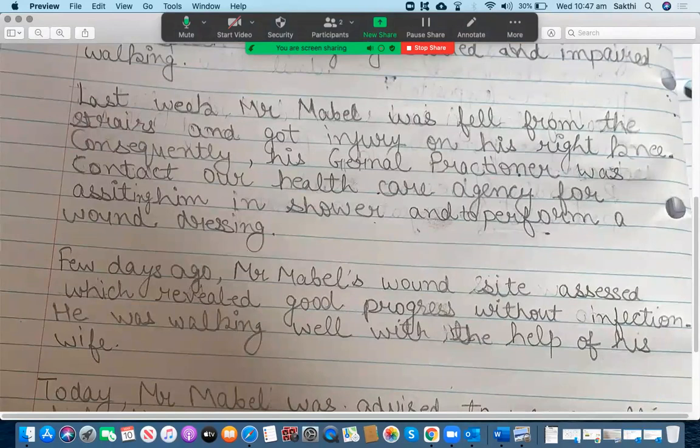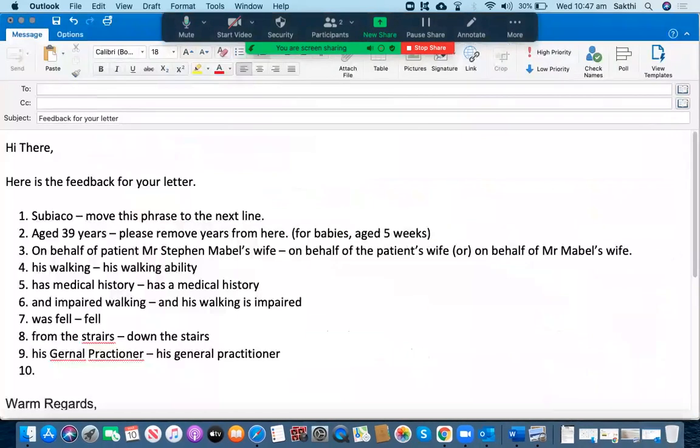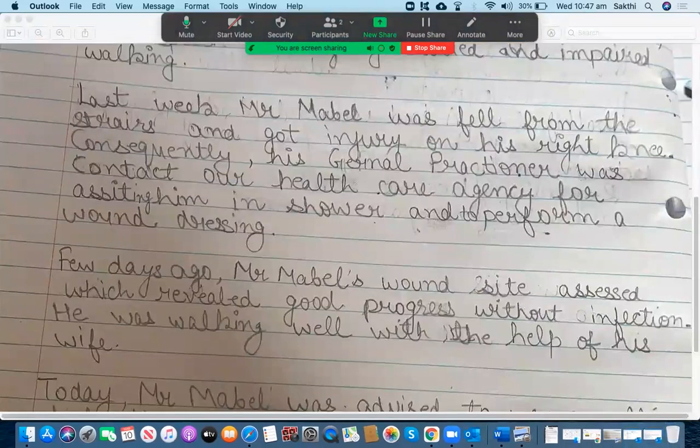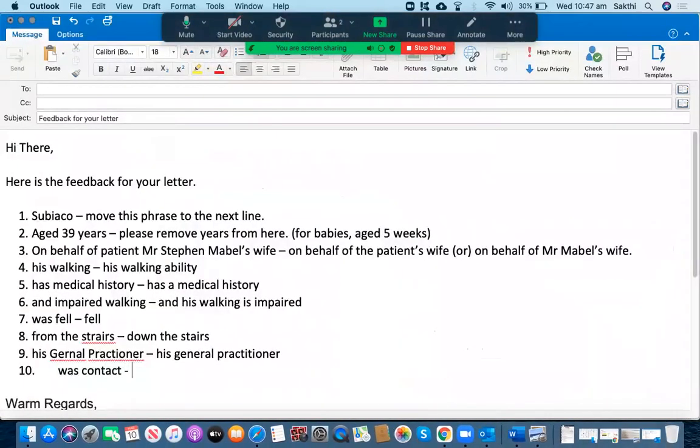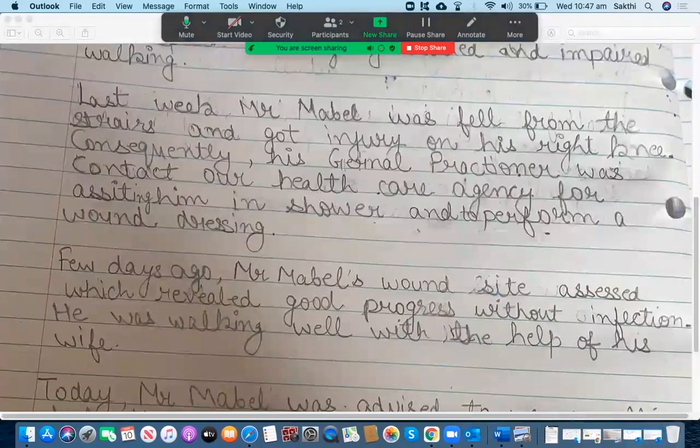General practitioner was contact with our health agency. No, contacted our health. So was contact is wrong. What did you write? Was contact our healthcare agency. So what you should have written is contacted. That's it. So his general practitioner contacted our healthcare agency for assisting him in shower and perform wound dressing.